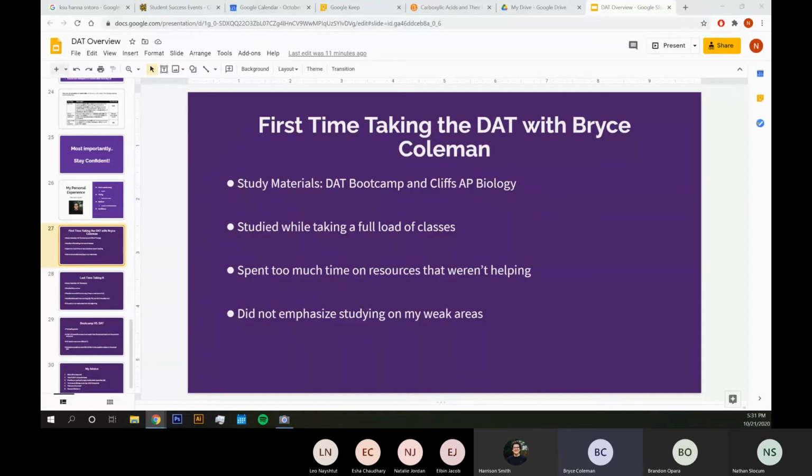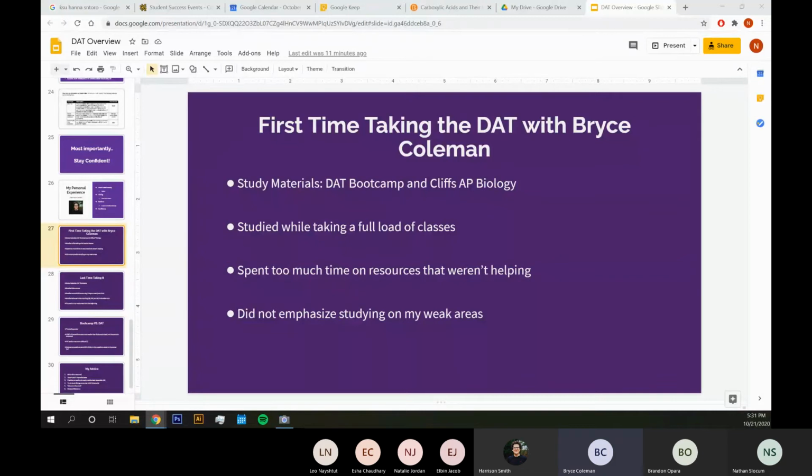I also felt like I spent too much time on resources that weren't helping. I watched a lot of YouTube videos to figure out what students were using, so my mind was focused on using a certain amount of materials, but I wasn't really focusing on DAT Boot Camp. I bought Boot Camp, but I used Cliff's AP Bio. I was watching YouTube videos and even looked at a Destroyer book, but I felt I was spending too much time on resources that weren't helping, and I wasn't using Boot Camp to actually see how I was doing throughout the studying process.